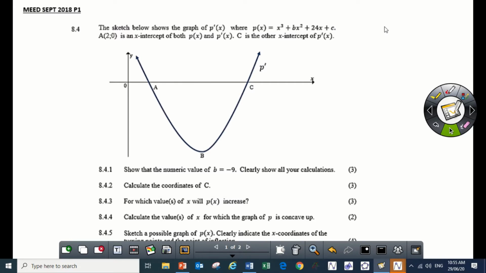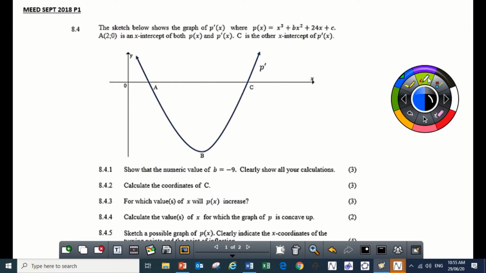Now, if you look at this question, there are some key things that you need to be aware of. The x-intercept here, the x-intercept 0.8, is an x-intercept of the first derivative, which is quadratic. It's also the x-intercept of the original cubic graph. So you're supposed to be aware of that. Now let's start with the first question. It says, show that the numeric value of b is equal to -9. Clearly show all your calculations.